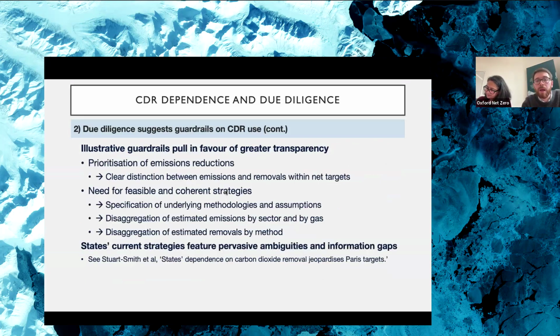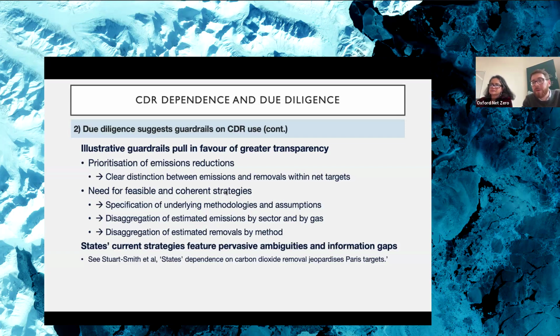And in addition to these substantive guardrails that I've laid out, we can also have a discussion leading out of that about the procedural implications. So Lavanya mentioned the important role of transparency here. If we take seriously these priorities that we should have on prioritizing emissions reductions and ensuring that we have feasible and coherent strategies, then this has implications for the kind of information states should be thinking about and should be providing within their plans.